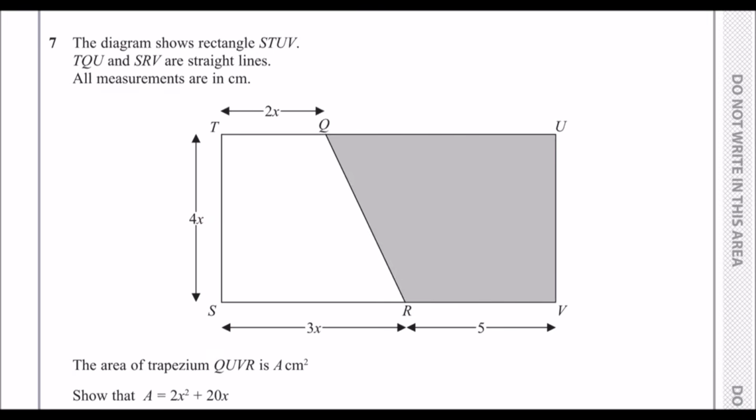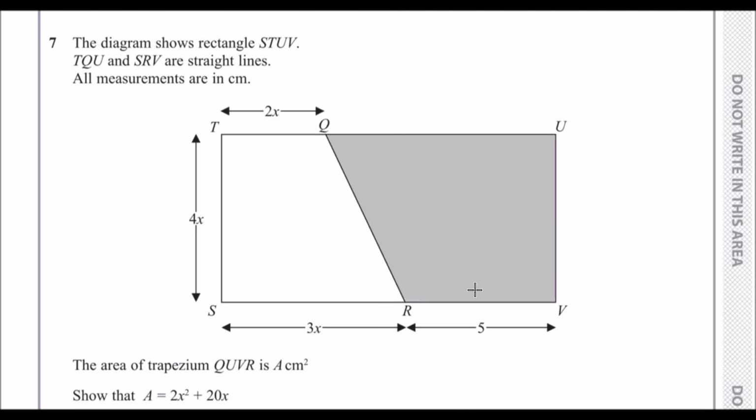Question 7. The diagram shows rectangle STUV. TQU and SRV are straight lines. All measurements are in centimeters. The area of trapezium QUVR, the shaded area, is A centimeters squared. Show that A is equal to 2x squared plus 20x.